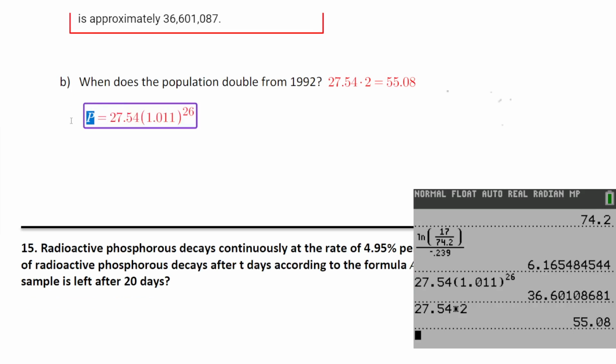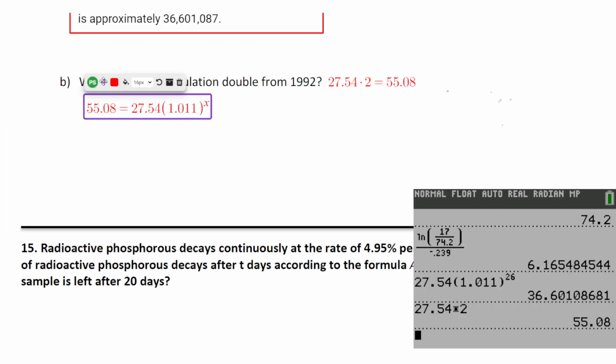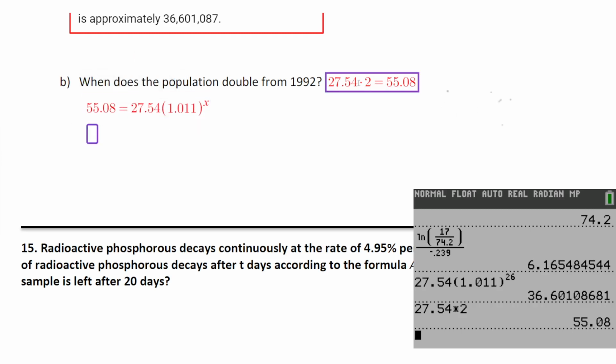All right, so we're going to use 55.08 here, and change this to an x, and we're going to solve for x and then again interpret it. So first step here is going to be to divide both sides by 27.54. I should already know what that's going to be, because we know how we got that 55.08 in the first place. It's just going to be 2. Okay, so 1.011 to the power of x.